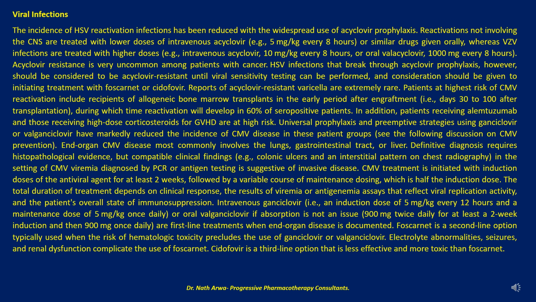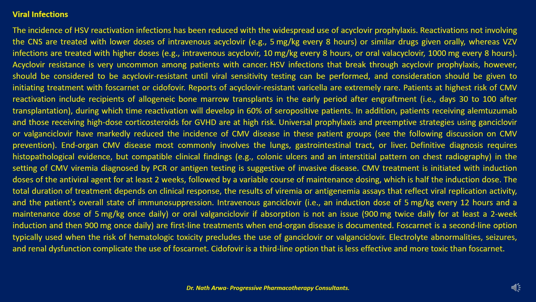Patients at highest risk of CMV reactivation include recipients of allogeneic bone marrow transplants in the early period after engraftment, i.e., days 30 to 100 after transplantation, during which time reactivation will develop in 60% of seropositive patients. In addition, patients receiving alemtuzumab and those receiving high-dose corticosteroids for graft versus host disease are at high risk. Universal prophylaxis and preemptive strategies using ganciclovir or valganciclovir have markedly reduced the incidence of CMV disease in these patient groups. See the following discussion on CMV prevention.